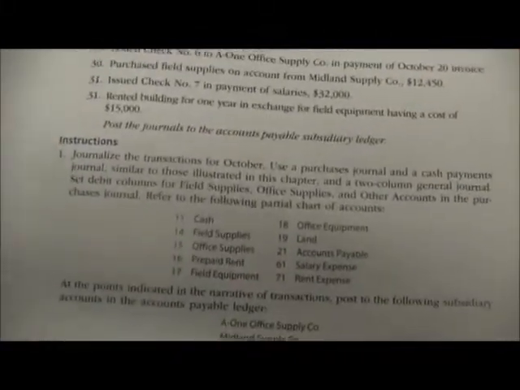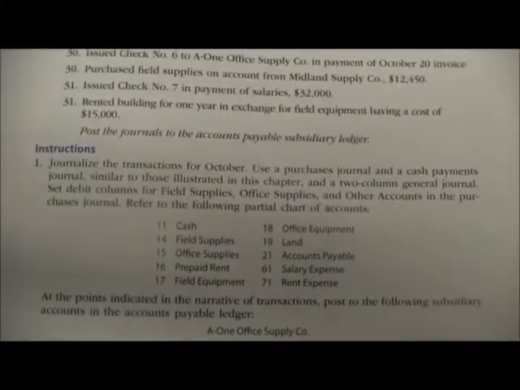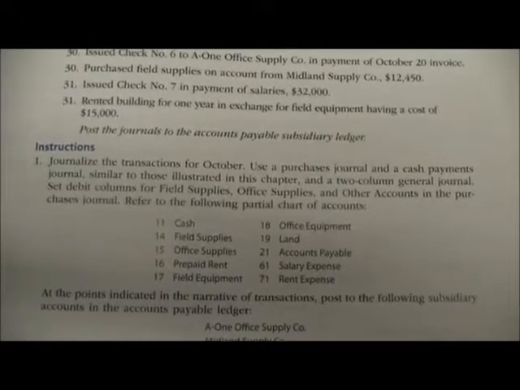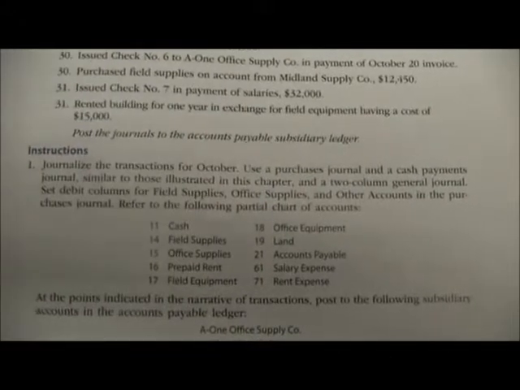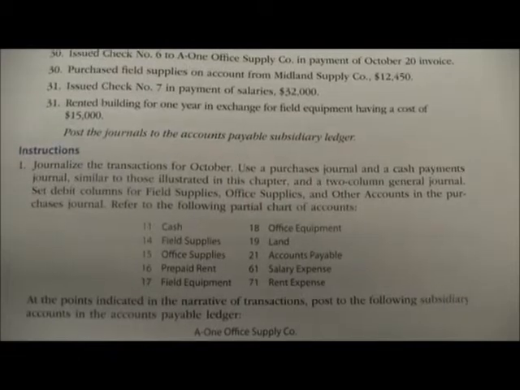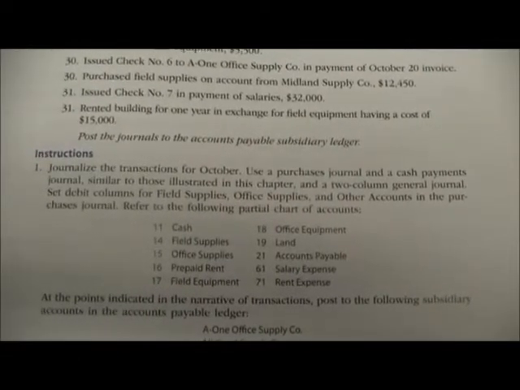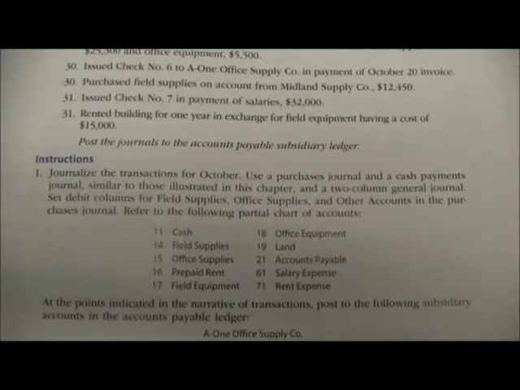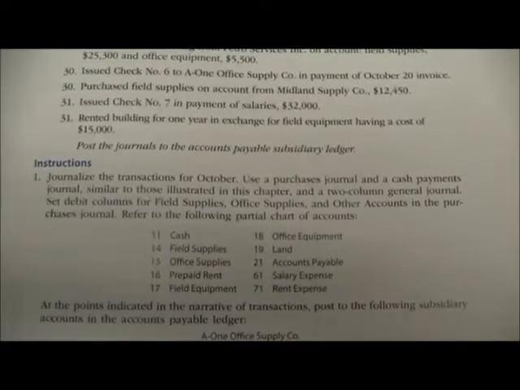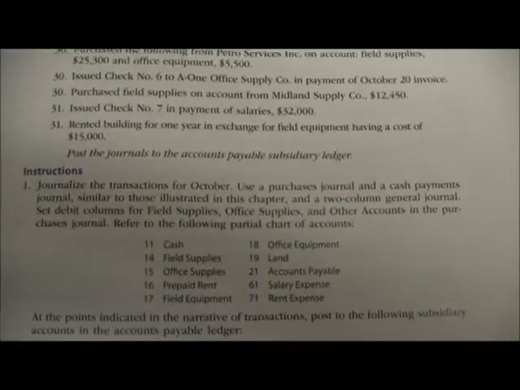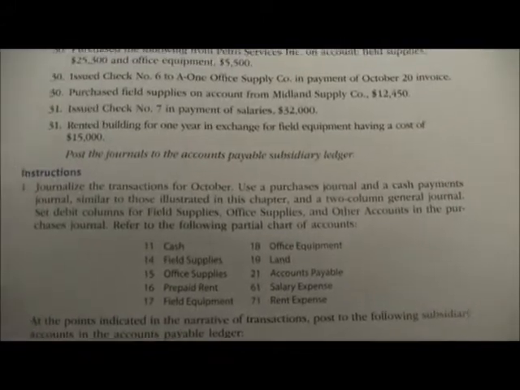And there it lists our transactions. Our instructions: journalize the transactions for October. Use a purchases journal and a cash payments journal similar to those illustrated in this chapter, and a 2-column general ledger. Set debit columns for field supplies, office supplies, and other accounts in the purchases journal. Refer to the following partial chart of accounts.